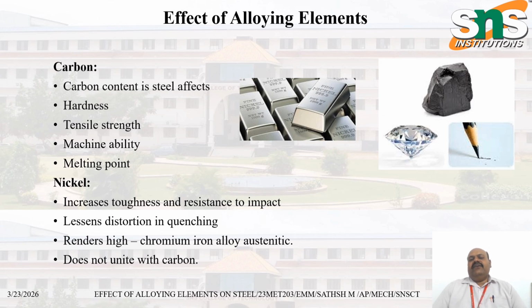The next alloying element is nickel. It increases toughness and resistance to impact, lessens the distortion in quenching, renders high chromium iron alloy austenitic, and does not unite with carbon. These are all the effects of alloying nickel with the elements.